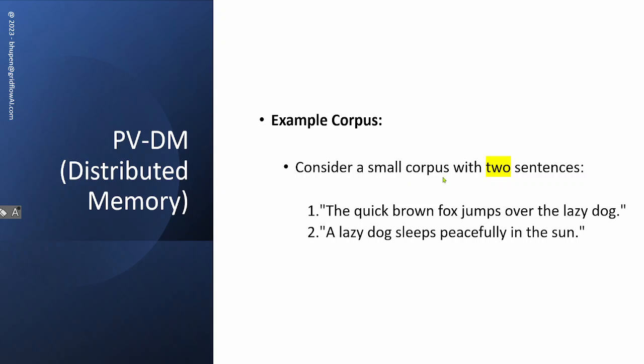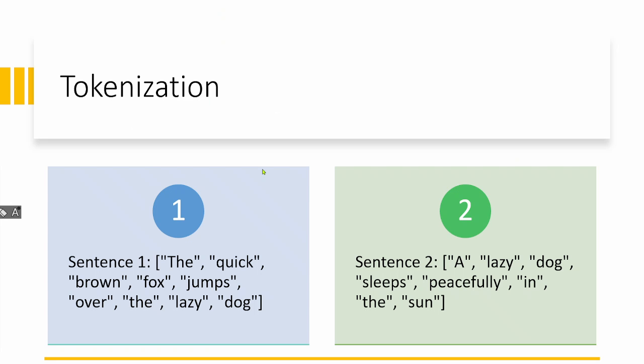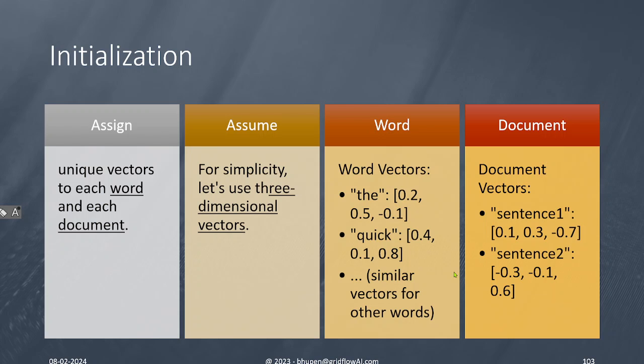Here we have a small corpus of two sentences: "quick brown fox, blah, blah, blah," and "lazy dog sleeps peacefully in the sun." This is the corpus that we have, and we are talking about distributed memory architecture. The first step, we will tokenize. Sentence 1, tokenized. Sentence 2, also tokenized.